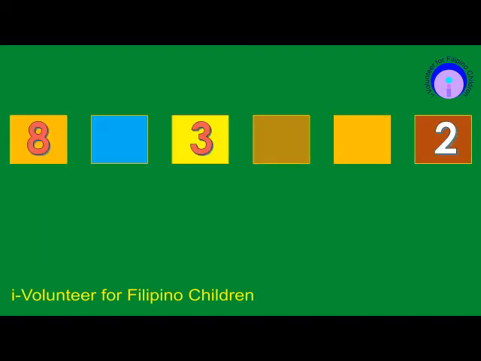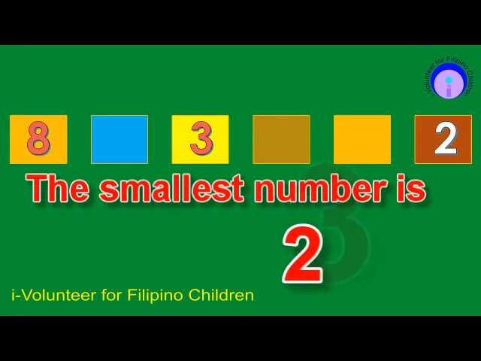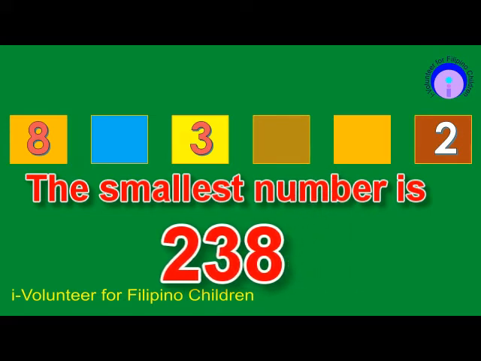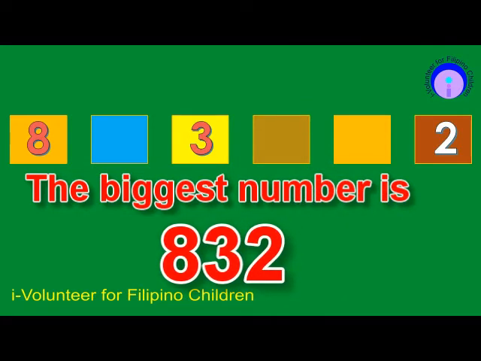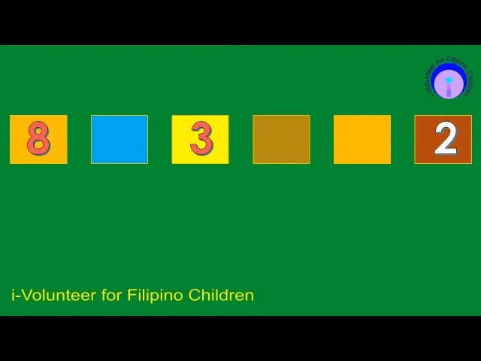For this example, the smallest number that you can form is 238, while the biggest number that you can form is 832. Now it's time for you to find out the smallest and the biggest number.